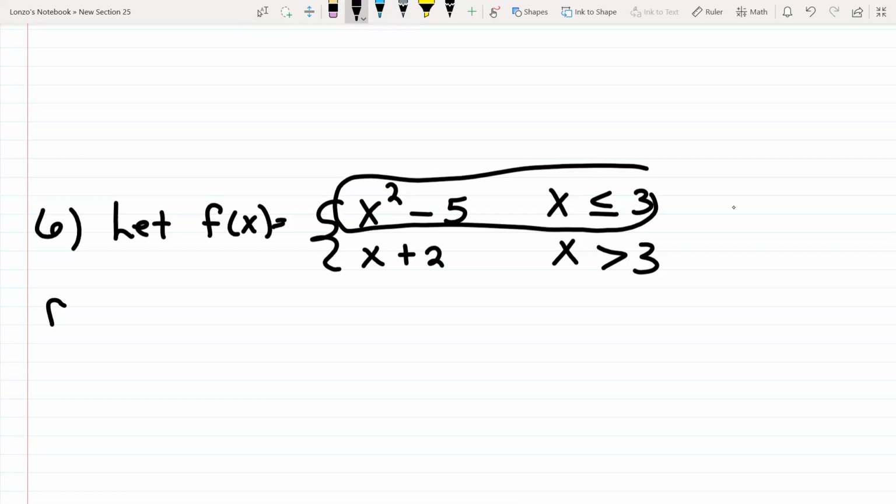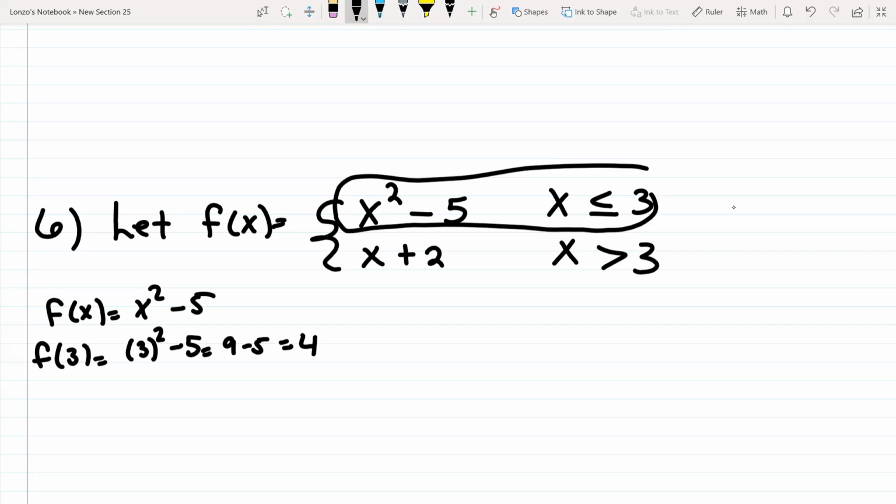So f of x equals x squared minus 5. Let's figure out what our y value will be when x is 3 for this function, since our boundary is less than or equal to 3. So f of 3 is going to be 3 squared minus 5, which is 9 minus 5, which is 4.